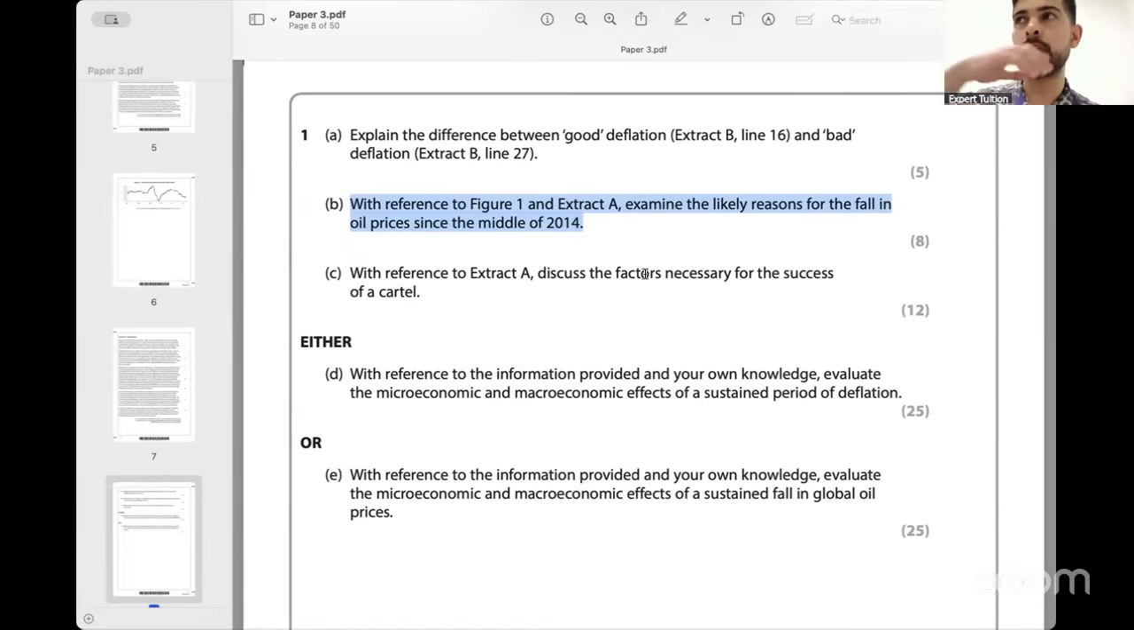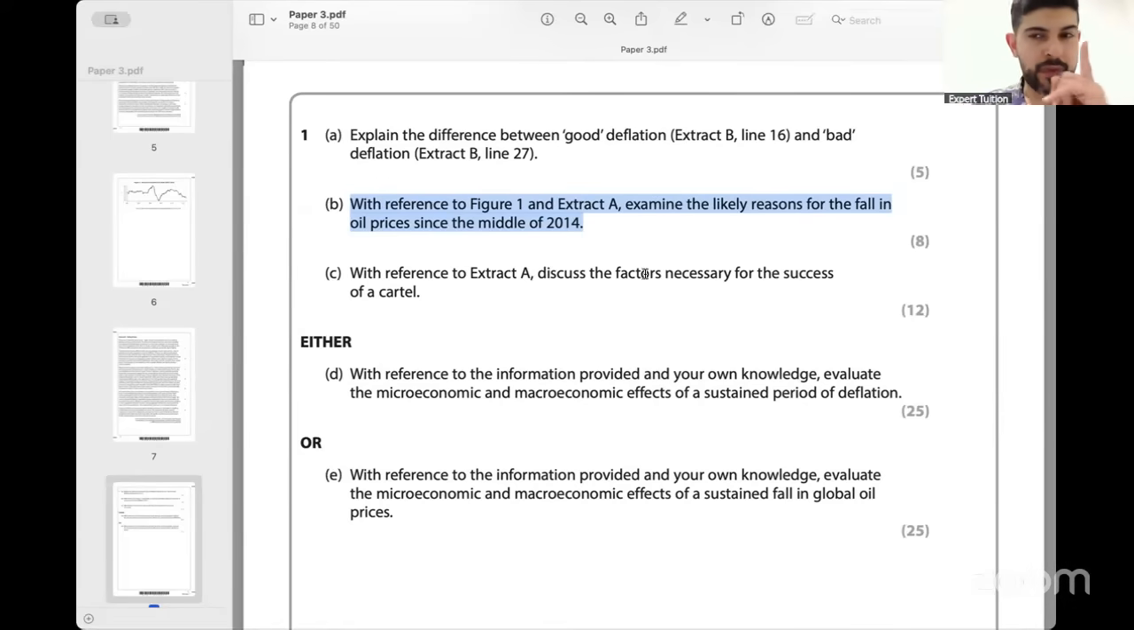Why is that important? Because you automatically then should be thinking if the price of an individual item, in this case oil, is going down, that can only occur through supply and demand. There's no other way. And therefore, it is either supply shifting outwards or demand shifting inwards. And that makes my life so much easier because now I can find the points a lot quicker. I know what I'm looking for.